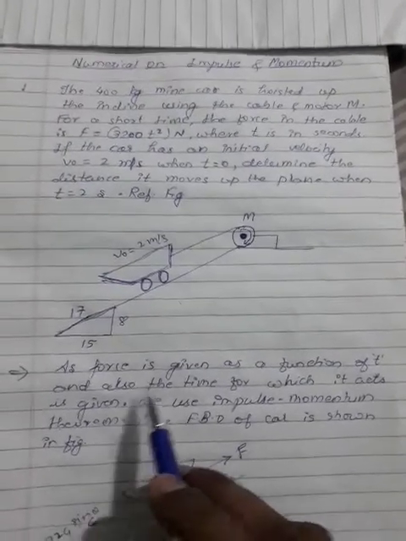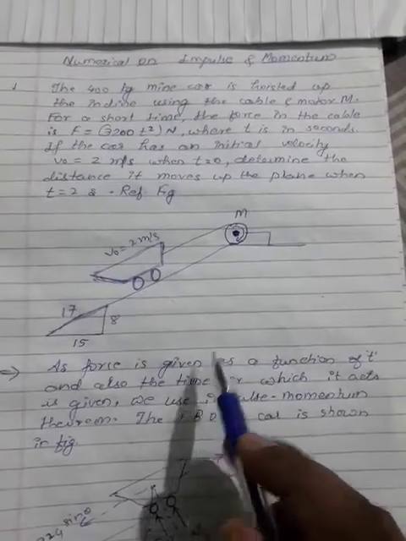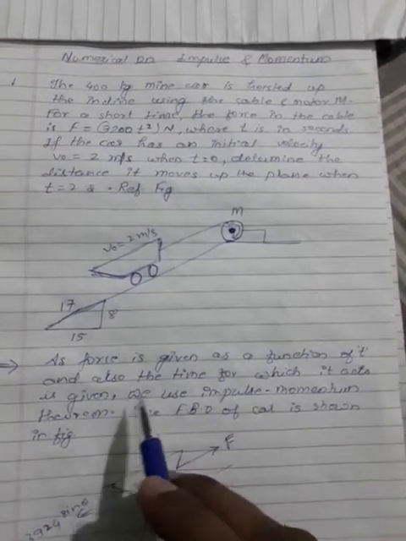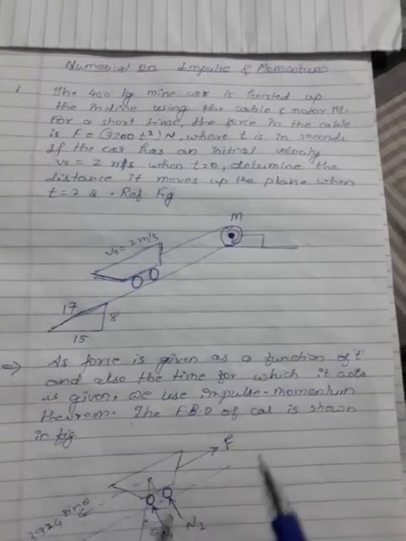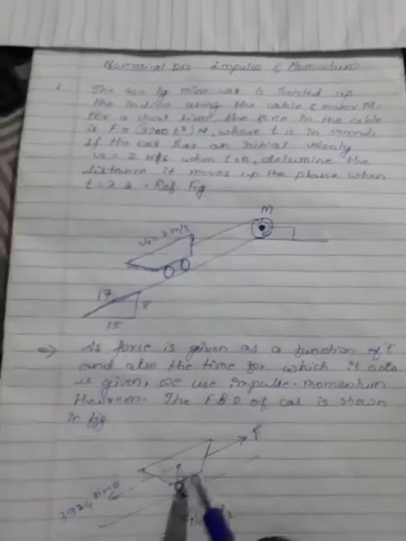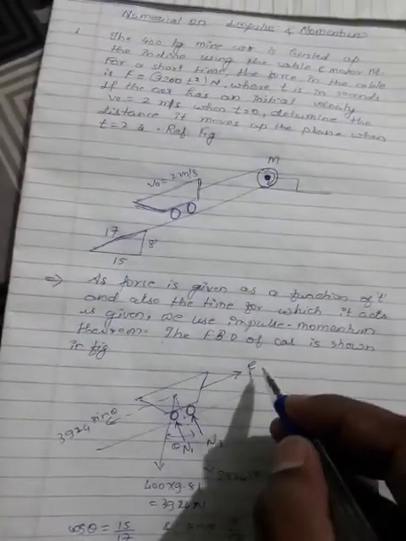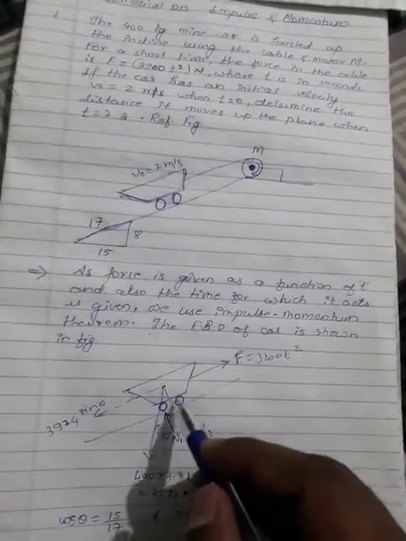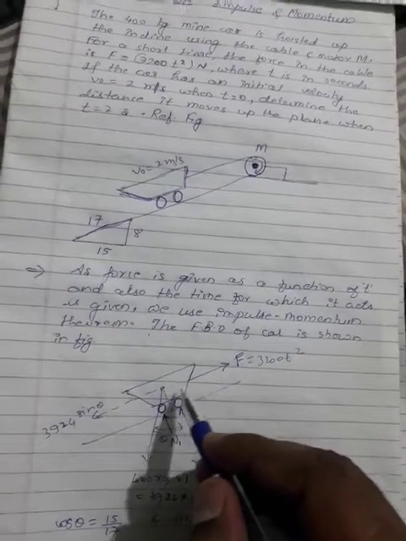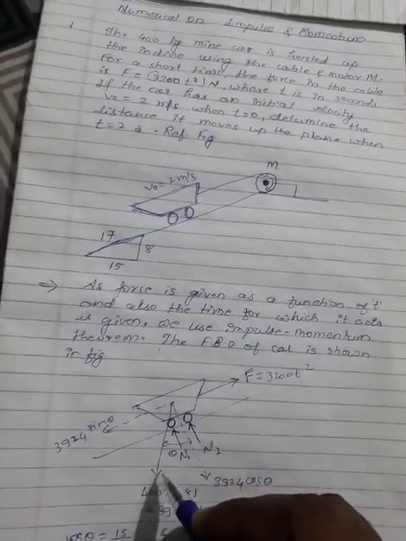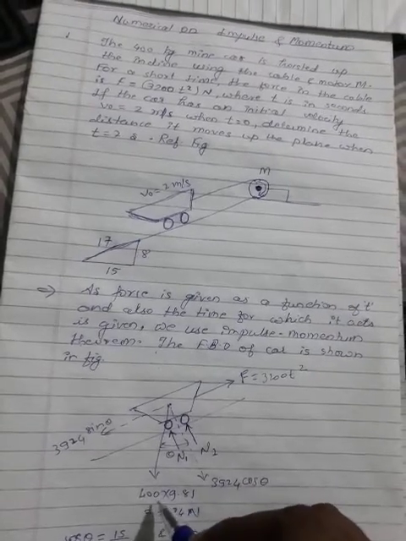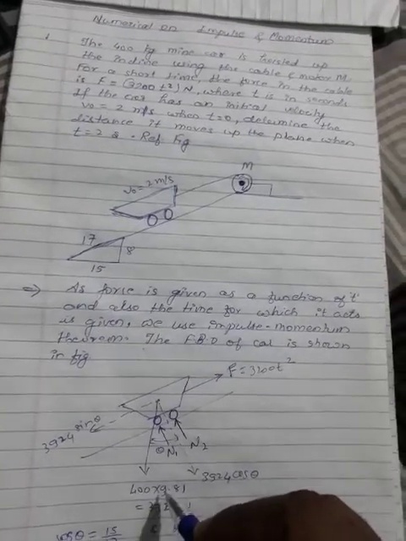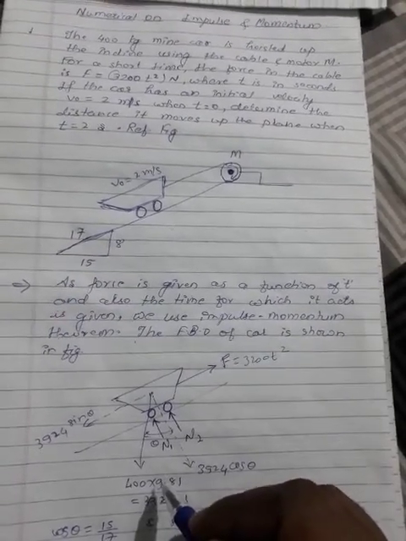The force is given as a function of t, and also the time for which it acts is given. We use the impulse momentum theorem, for which I have drawn the free body diagram here. The force is acting in this direction, which is 3200 t square. The motion is up the plane. The weight of the mine car, 400 kg, is 400 into 9.81 Newton acting vertically downward.